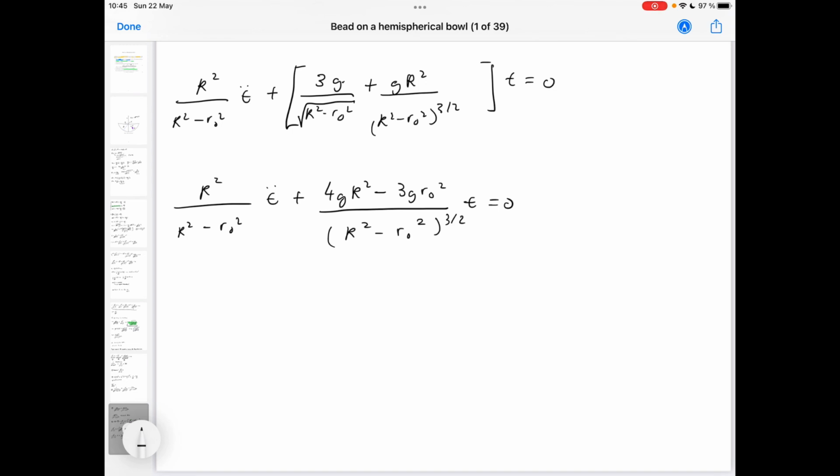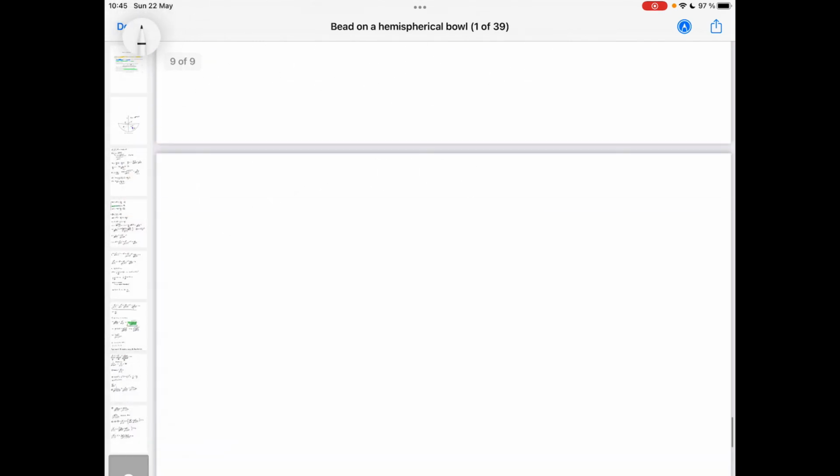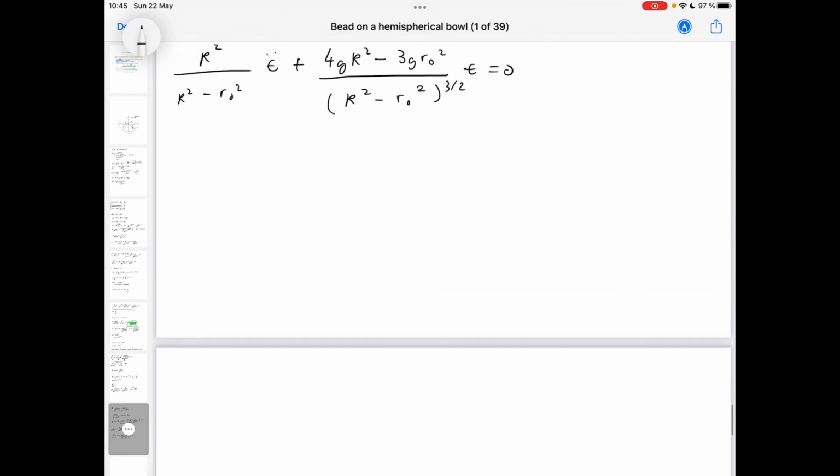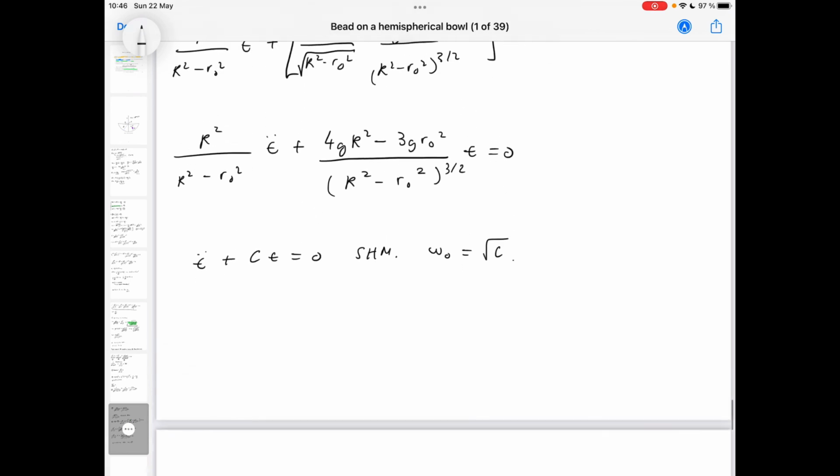And so we see that we're left with an expression that says the acceleration, epsilon double dot, plus some constant c times epsilon equals 0, and this is simple harmonic motion. And so the frequency is just given by omega naught equals the square root of c. All we have to do is divide everything by R squared over R squared minus R naught squared, and so we see that we get the following expression.